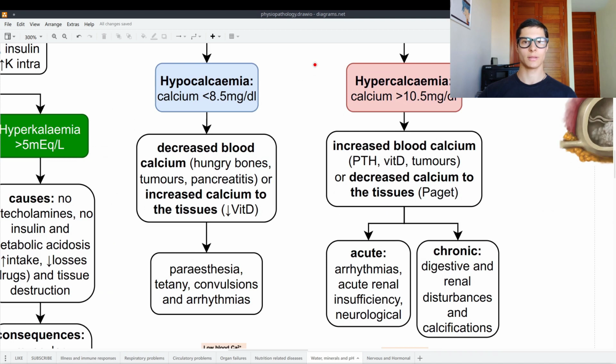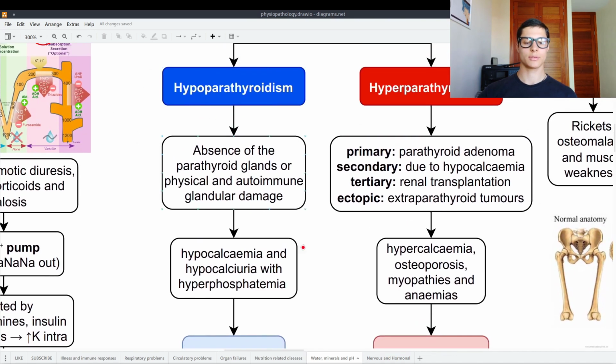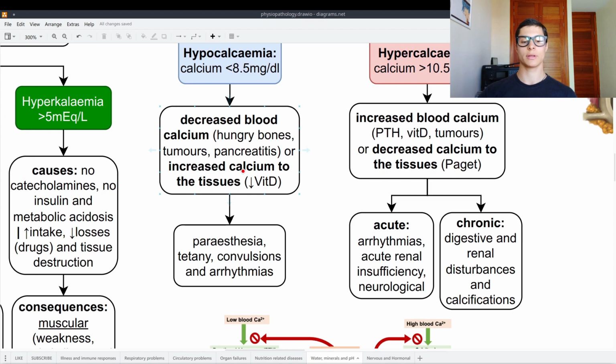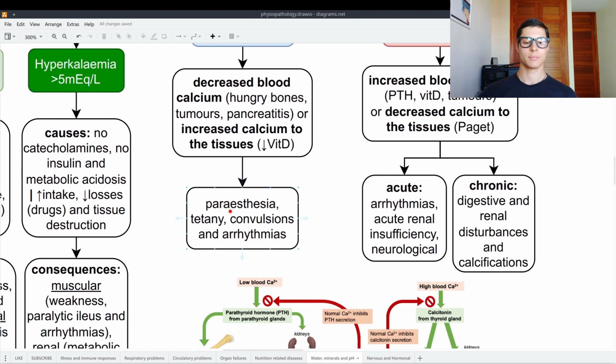So here we get to 2 situations. Hypocalcemia with the hypoparathyroidism when calcium is below 8.5 milligrams per deciliter. Decreased blood calcium or increased calcium to the tissues. These are the causes. The hungry bones, the tumors, the pancreatitis, as well as low vitamin D in the diet or through the sun. This creates paresthesia, tetany, convulsions and arrhythmias.